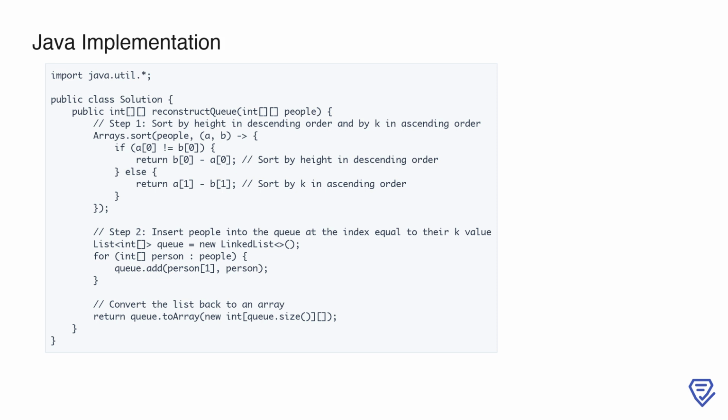The logic mirrors the Python solution with key differences such as explicit type declarations, use of Java's Arrays.sort for sorting, and LinkedList for inserting elements at specific indices. The solution sorts the input array by height in descending order and by k-value in ascending order. Then, it reconstructs the queue using a list, ensuring that each person is inserted at their specified k-value index. Finally, the list is converted back to an array for the output.